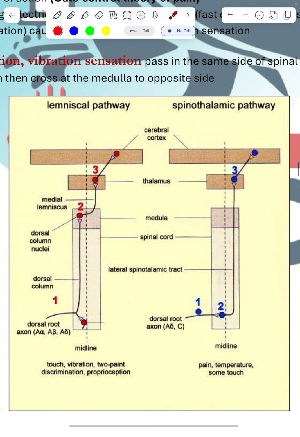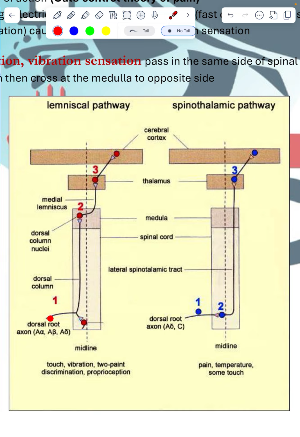While in the lemniscus pathway, it comes from above the cerebral cortex, thalamus, and they decussate at the level of the medulla, and it goes down. And here is the direct first order neuron. This is about touch and vibration, and this is pain and temperature.